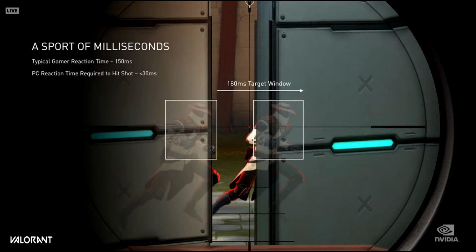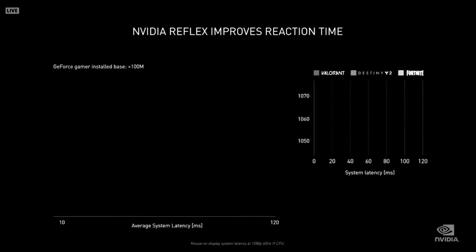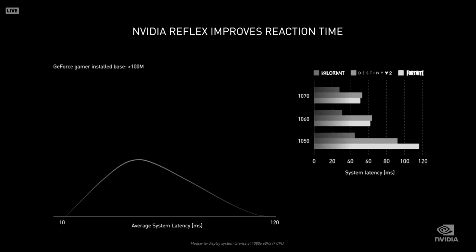180 milliseconds. A typical gamer has a reaction time of 150 milliseconds from photon to action. You can only hit this opponent if your PC adds less than 30 milliseconds. Most gamers have latencies far greater than 30 milliseconds, many up to 100 milliseconds.